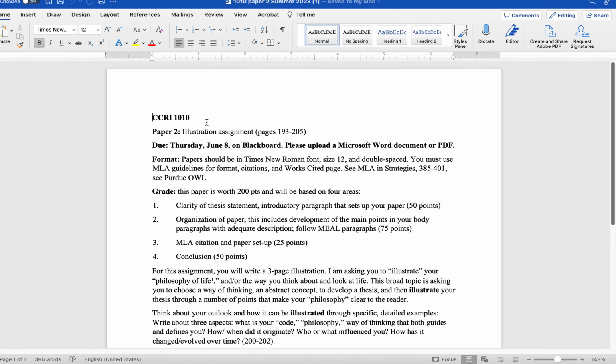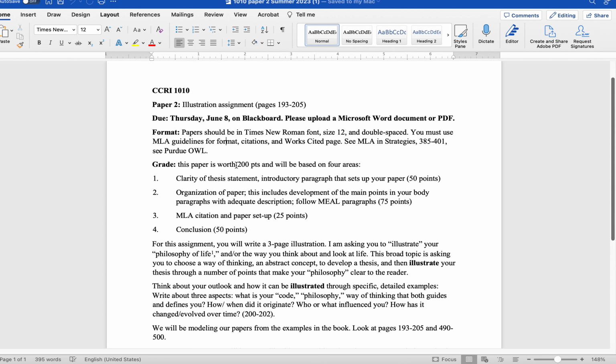Paper two, illustration assignment. The first paper was a definition. That's the genre definition. You defined a friend, a specific one friend, and what makes that person a friend. This one is an illustration assignment. There's the due date. Format's the same: MLA format, Times New Roman, all that stuff.